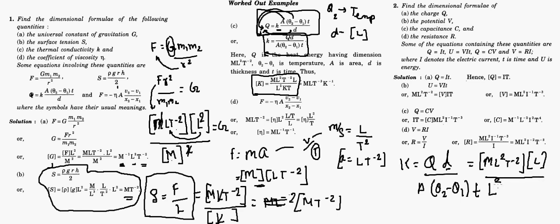Now guys, a very important concept I am going to discuss: that theta 2 minus theta 1 is there, right? That is nothing but the temperature. So temperature is represented by K. But remember one thing, whenever subtraction or addition is there, you just have to write a single term, because the SI unit will remain the same.